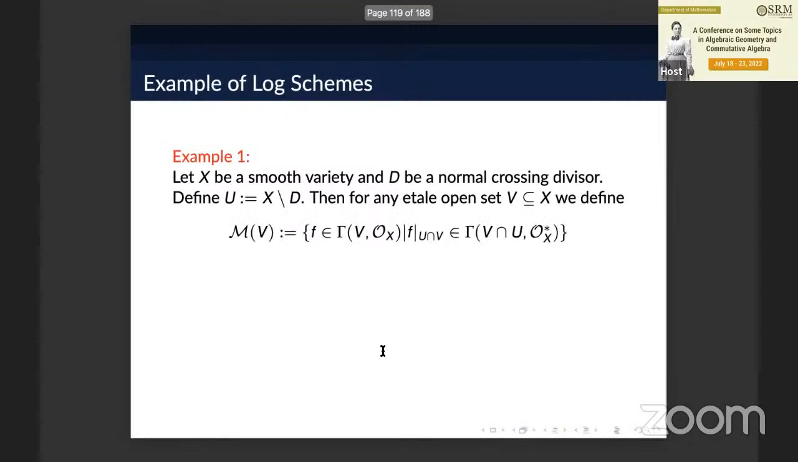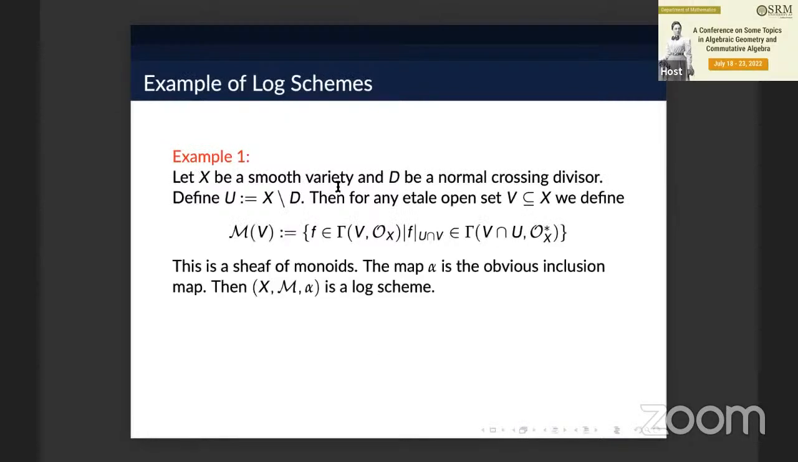Okay, first example is: let X be a smooth variety and D be a normal crossing divisor. We take the complement of D. For any étale open set V in X, we define this sheaf M_V to be all functions on V which are units outside this D. One can show that this is a sheaf of monoids and the map alpha is the obvious inclusion, and that (X, M, alpha) is a log scheme.